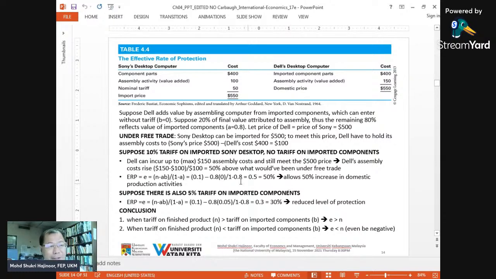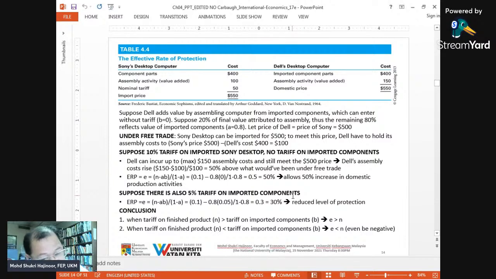So now there is a reduced level of protection. Oh, first, I forgot. Nominal says only 10%, okay? A 10% nominal tariff. But effective is not 10%, it is 50%. So now you must understand the difference between nominal and effective. Nominal says only 10%, but actually the effective rate of protection is 50%. Now let's look. There was no tariff on imported components. What happens when there is also a tariff on imported components, the components that go inside that product? The level of protection is reduced.